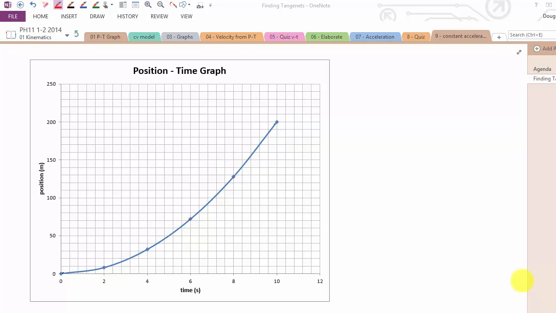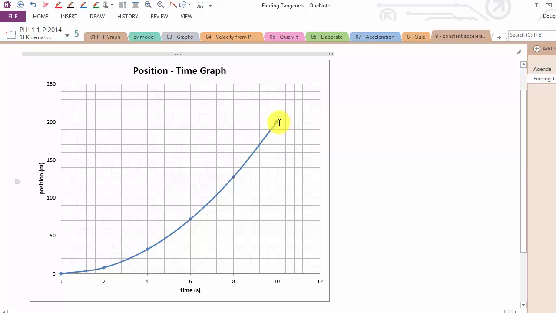Hi there. The purpose of this video is to help students find instantaneous velocities off of position time graphs. So we have a position time graph here. You can see that it's curving, which means that the velocity is changing, or that there is acceleration.